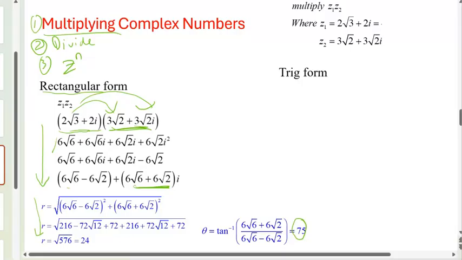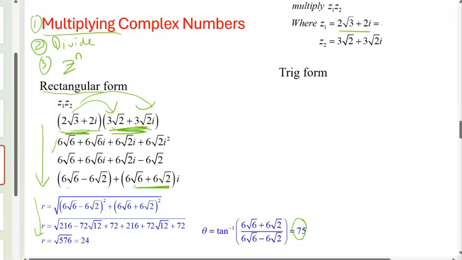All right, so if I want to multiply these two numbers, z1 and z2, I can find the trig form, and I'll show you how it works. So first I got to find the trig form of this. Let's see, what's the best way to do this? I'm going to draw a quick picture and see if I can rely on my trig knowledge. 2 root 3 plus 2i. So that's 2 root 3, and then I go up 2, and there's my triangle.